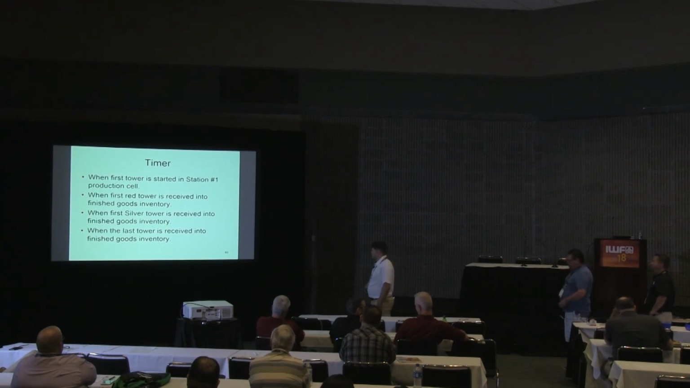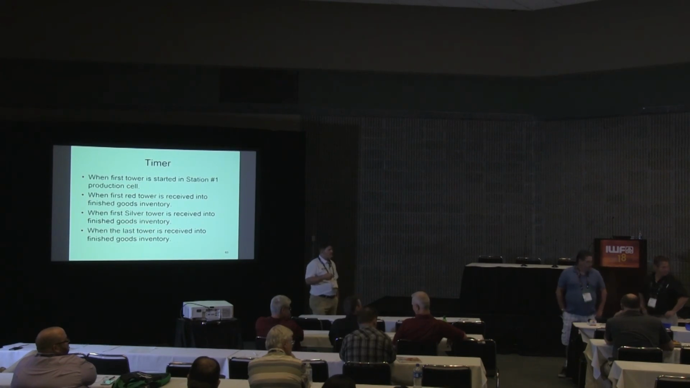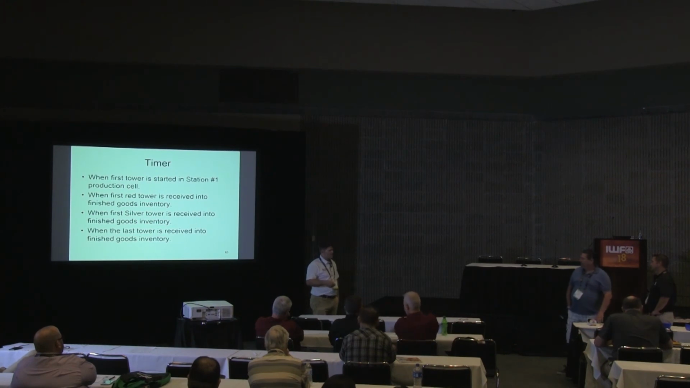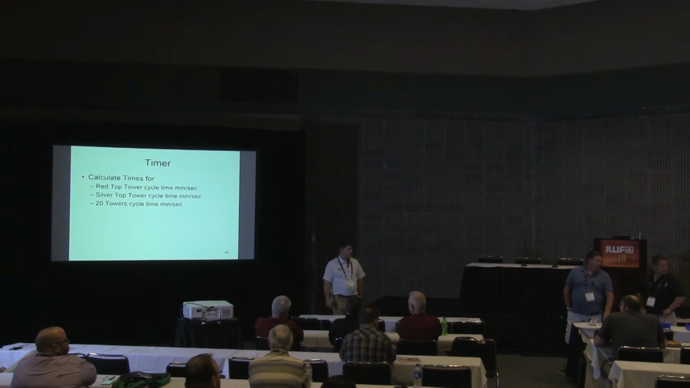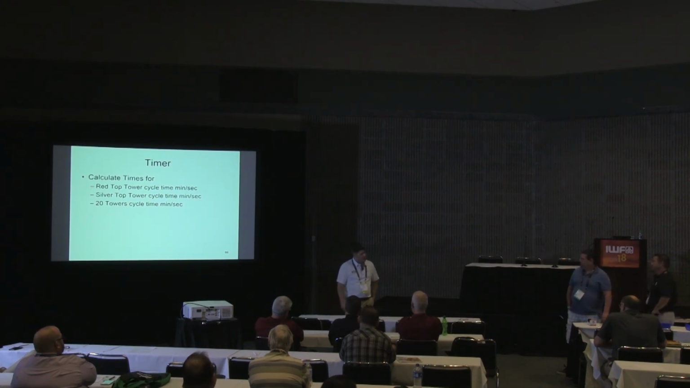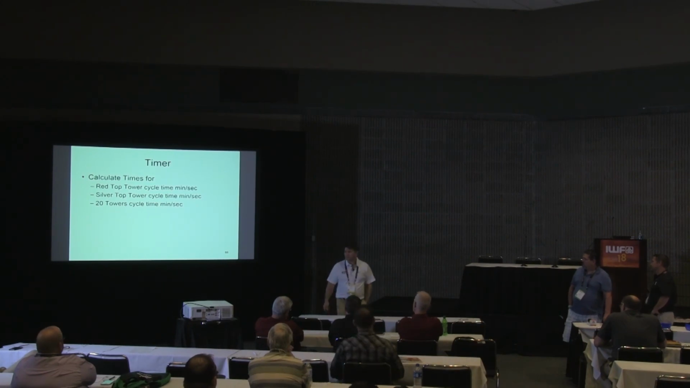When was the last tower received into finished goods inventory? So when we stopped at 10 units, what was the time? 5 to 6 minutes. So we made 10 units in less time it took us to do one. Pretty substantial, right? So what was the cycle time for a red top? 12 seconds. To finish, right? Right. Total cycle time, each step was probably around 35 to 40 seconds, counting each individual step. Under a minute, right? It's usually about 45 to 60 seconds, right? To do it this way.